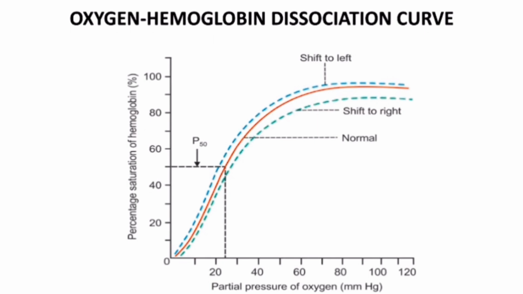In the steep ascending phase, it can suddenly go down. For example, if the partial pressure of oxygen comes down to 40, the hemoglobin saturation comes to around 60 to 70. So it is going down, and it's not a safety factor. The plateau phase is always a safety factor.